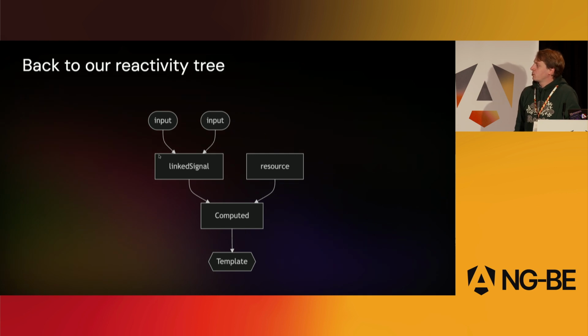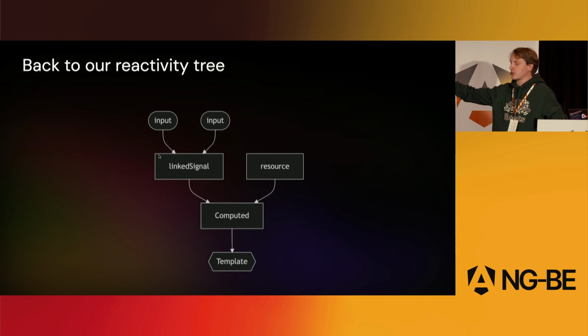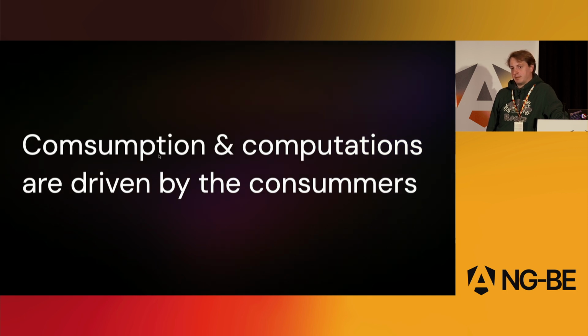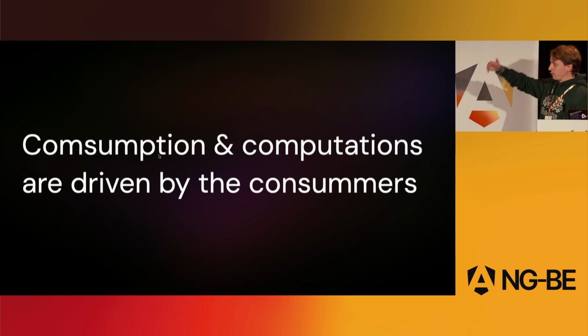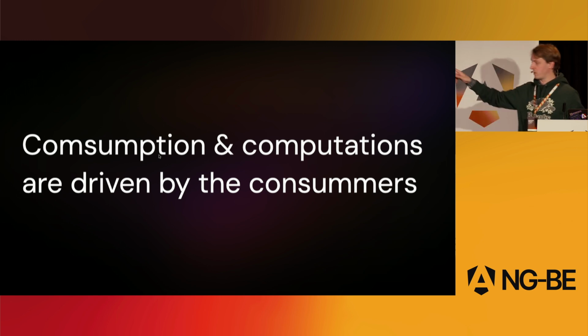But back to our tree, imagine we have something like this. We have a component with inputs, a linked signal inside it. We also depend on a resource, and we have a computed on it, and it's consumed by our template. So a real reactivity tree that could happen in every app. And what does it mean? Like I said, with signals, with the reactivity trees, the signals are consumed only when the component refreshes. So here with the tree, the consumption and the computations are driven by the consumers.